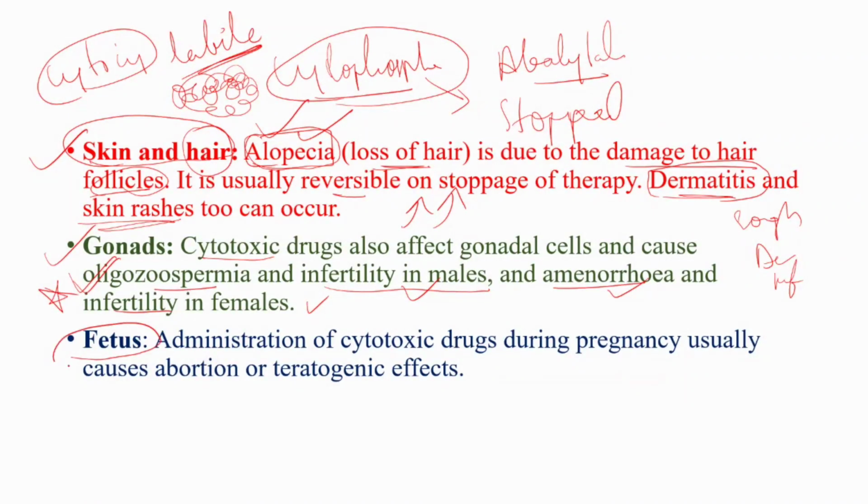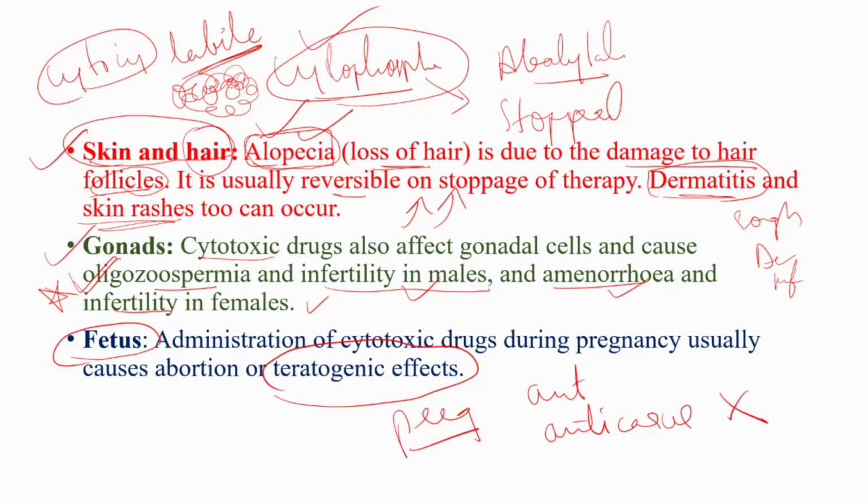And in the fetus, administration of cytotoxic drugs like cyclophosphamide and other drugs will cause a teratogenic effect. So if anybody is pregnant, never ever prescribe any anti-neoplastic drugs or any anti-cancer drugs. Anti-neoplastic drugs should never be indicated in a patient who is already pregnant. Okay, a very, very important point you have to remember.